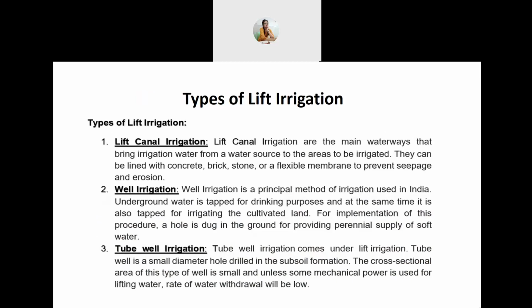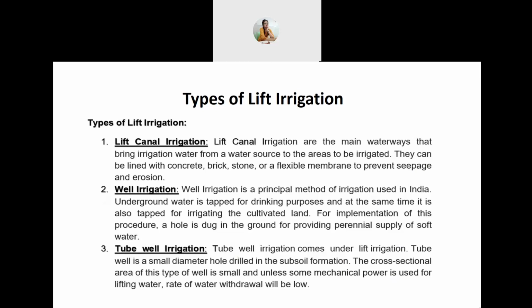Next, types of lift irrigation. There are 3 types of lift irrigation. Number 1, lift canal irrigation. Lift canals are the main waterways that bring irrigation water from a water source to the areas to be irrigated. They can be lined with concrete, brick, stone, or a flexible membrane to prevent seepage and erosion.